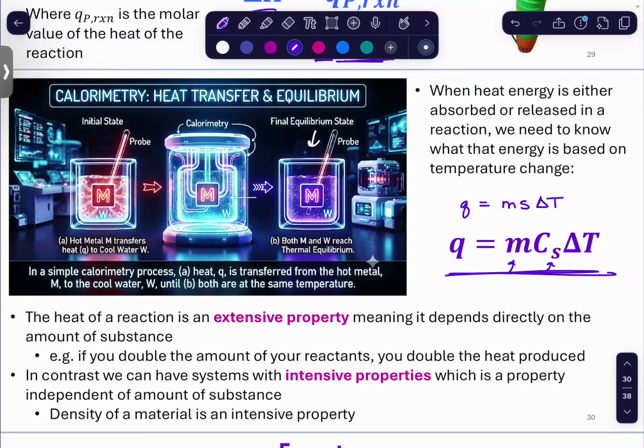If you have a chunk of copper, the density of copper is the density of copper. I could have more or less, a bigger chunk, a smaller chunk. It's the same density.